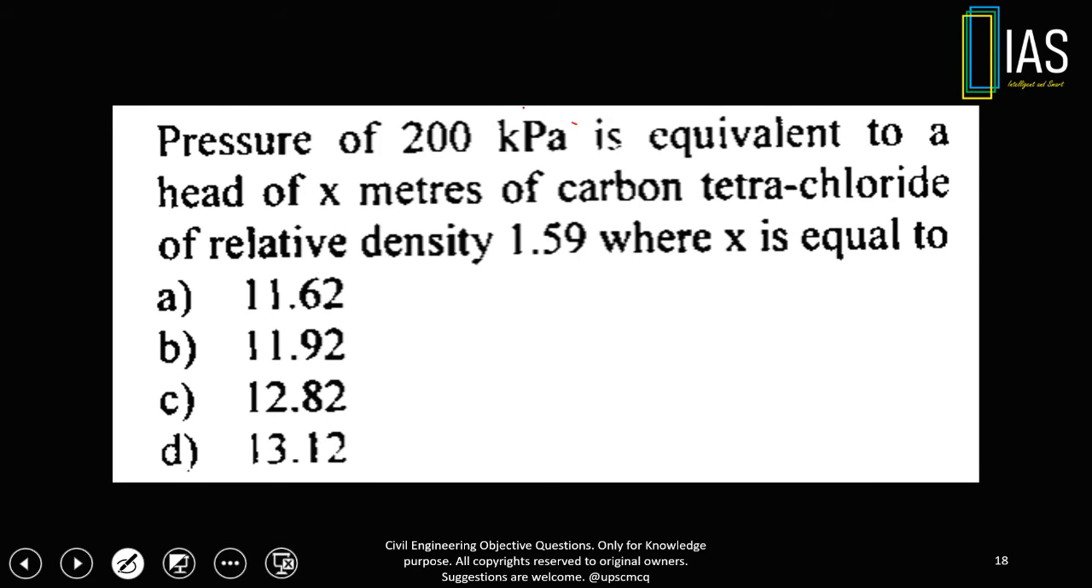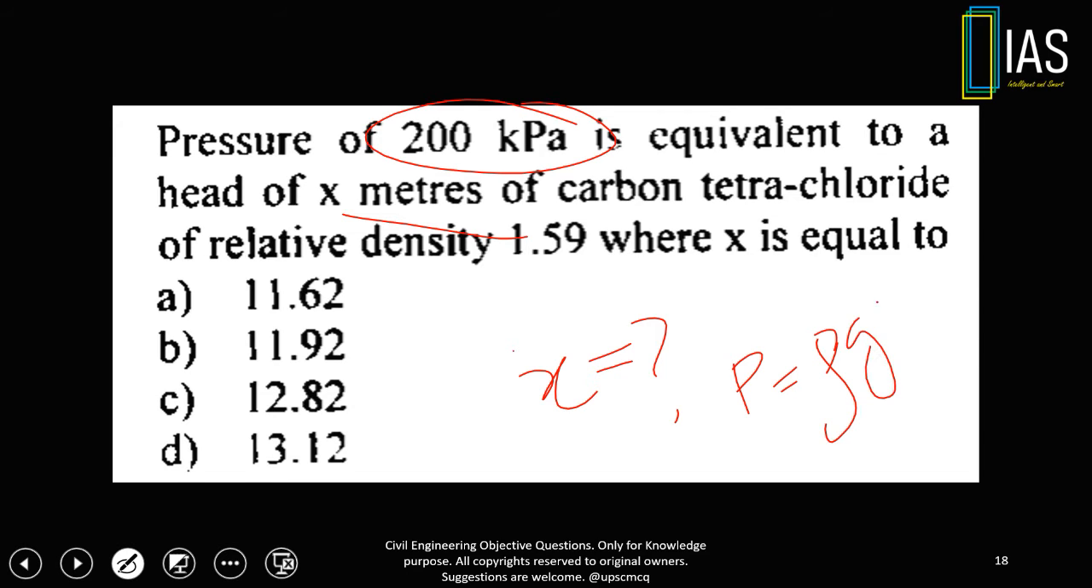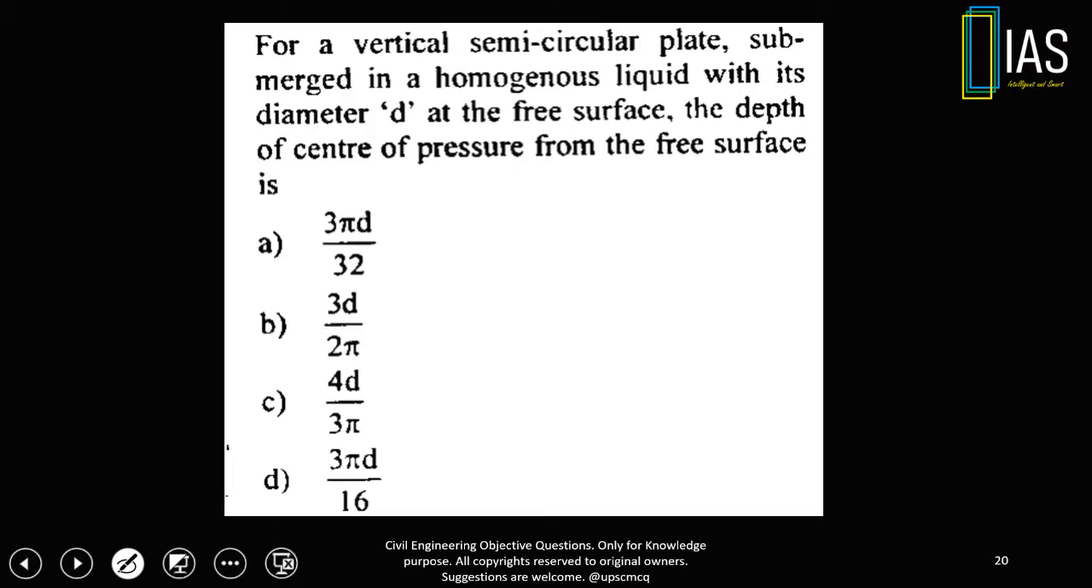Pressure of 200 kilopascal is equivalent to a head of x meters. We have to find what is x. So we know that P is equal to rho g h. Since we are given specific gravity also, if we divide by g also, then we will get the answer as 12.82.